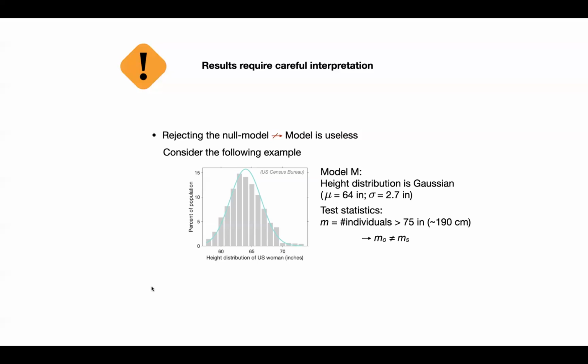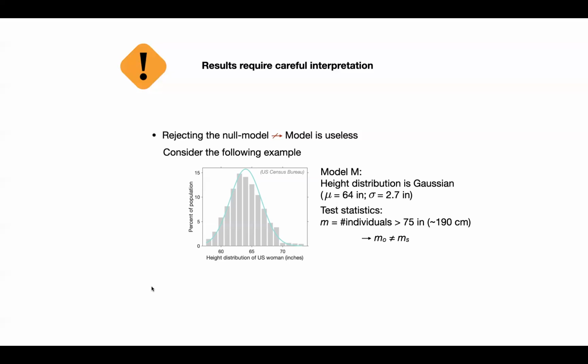Yet, in reality, you find people that are taller than 75 inches. And so that means that M0 would be different from MS. So in terms of null models, I just wanted to take this example to show that rejecting the null doesn't mean that the model is useless.